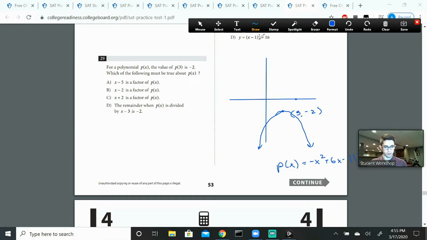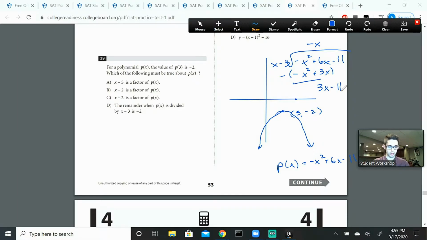So we'll check for the remainder when we divide it by x minus 3. And I like to use polynomial long division, but you can use synthetic division if you like that better. Negative x squared plus 6x minus 11 divided by x minus 3. All right, so to get x to negative x squared, we need to multiply by negative x. That gives us negative x squared plus 3x. We subtract just like regular division, and that goes to 0, and we get 3x minus 11.